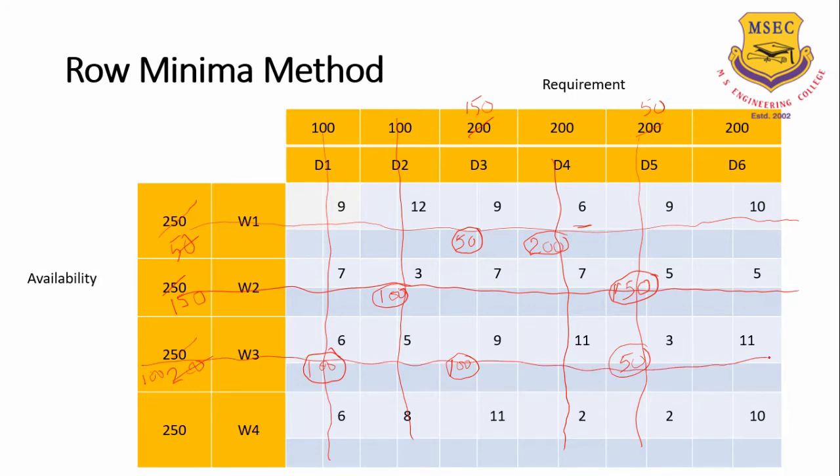So that takes care of the row availability, all 250 is over, therefore I have to cancel off this particular row. So if you look at the column D3, we have assigned 50 here and then 100 here. So the 150 has been allotted, therefore we are left with 50 units now.